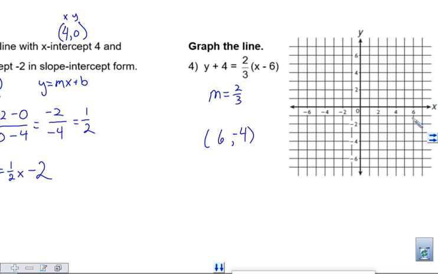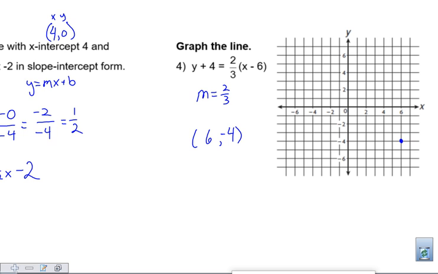So right 6, down 4, and put a point. And then we're going to use our slope. Our slope is positive, so we're going to go up and to the right, up 2 and right 3. And that puts us off our graph. So we need to do the reverse of that. We need to go down 2 and left 3. Put a point, down 2, left 3, put a point. And then connect your points and put arrows at both ends because it is a line.